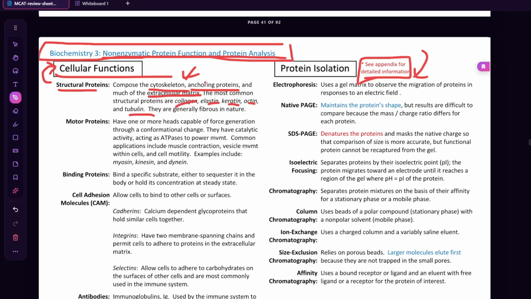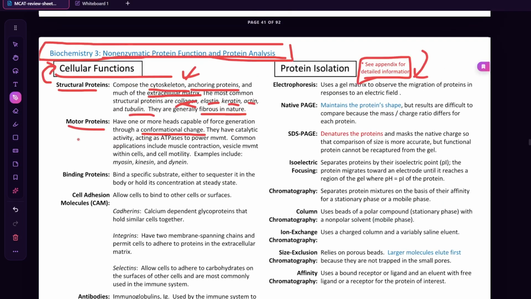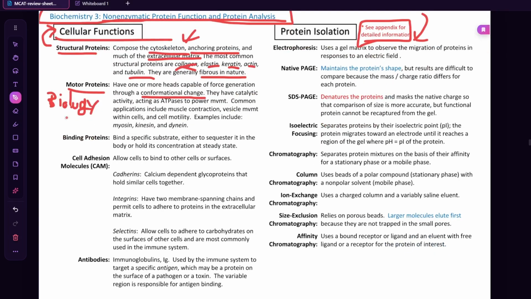So if you remember biology, that would be important because you would understand where these are coming from. They are generally fibrous in nature. Motor proteins have one or more heads capable of force generation through a conformational change. So remember we were talking about this in biology, so I would advise to review biology before you learn cellular functions, because in biology we're reviewing the muscular system, right? And part of the muscular system is understanding myosin, kinesin, and dynein, and those are examples of the motor proteins.